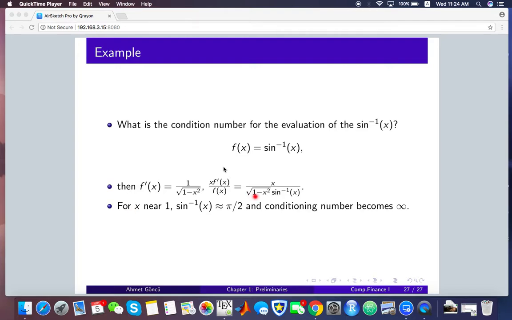Basically, if x is very close to 1, then you can see that sine inverse of x is approximately getting close to pi over 2, and the denominator approaches 0, so the condition number goes to infinity. In other words, if there is a slight error in your x, for values of x near 1, then the error will be magnified and your calculation will blow up. This is what we mean by ill-conditioning for this particular x value.